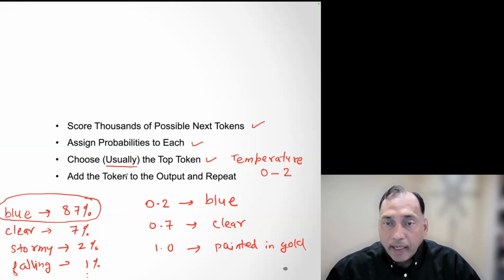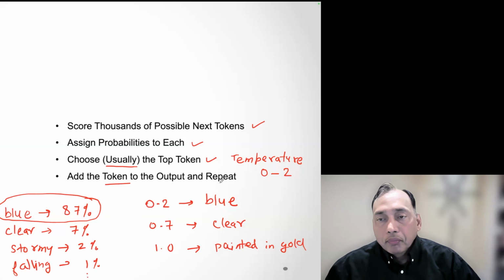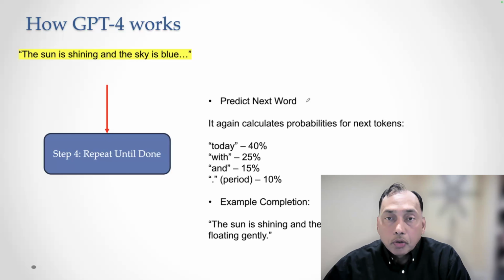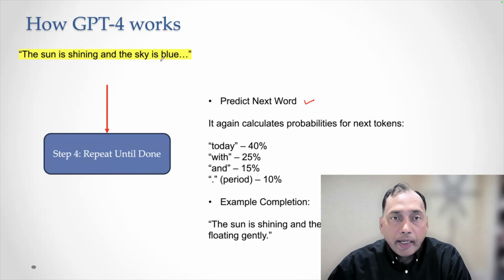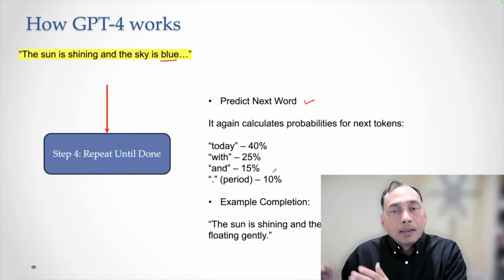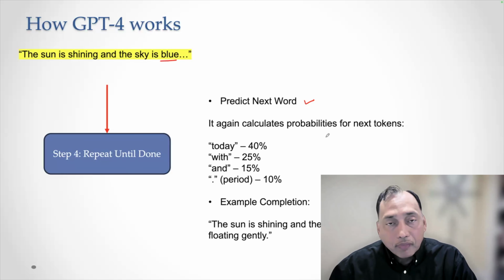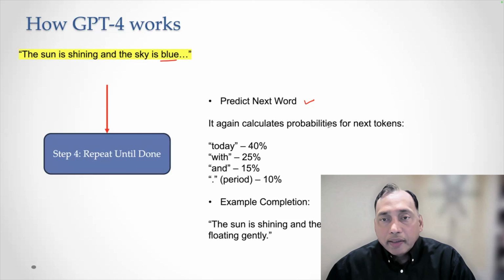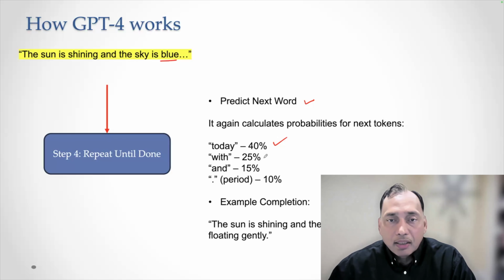And finally, it will add whatever token it decides on to the output and then repeat. So it will predict the next word. Like, I have already added blue now. Now this process is going to repeat till finally it stops. So it again calculates probabilities for the next tokens, and it may find that "today" has a 40% chance, "with" has 25%, and so on.